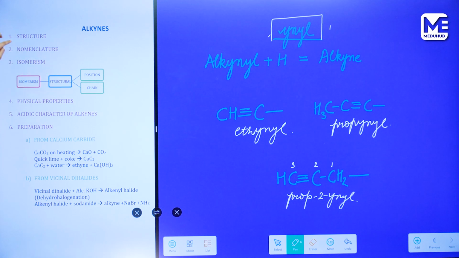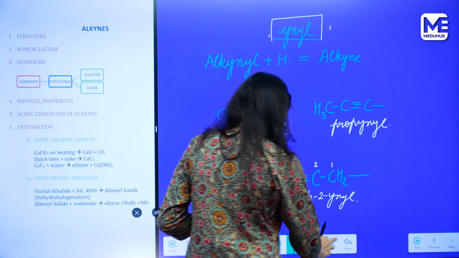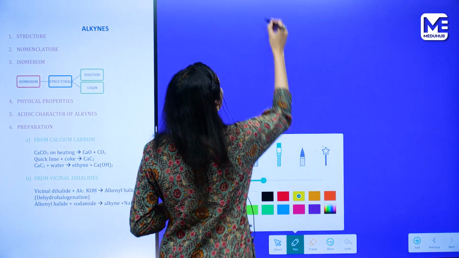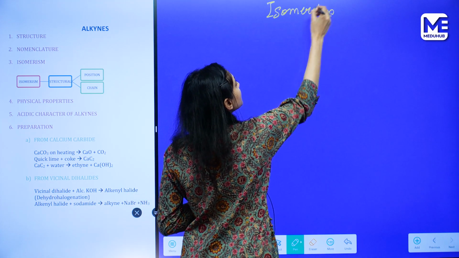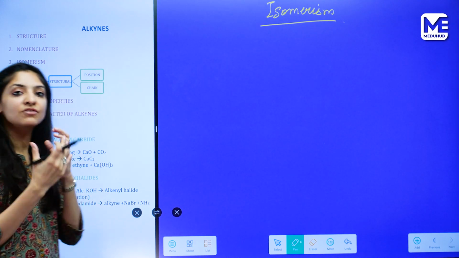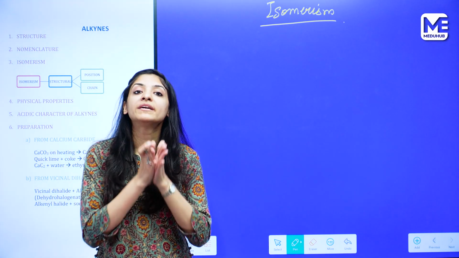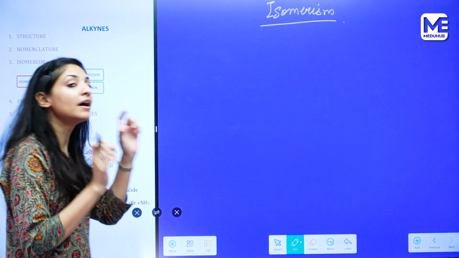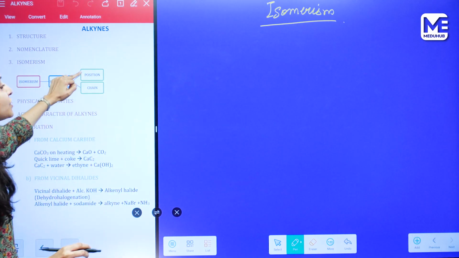We have spoken about structure and nomenclature. Let us see what isomerism is exhibited by alkynes. Isomerism. Alkynes show structural isomerism. In structural isomerism, the molecular formula of the compounds is the same. What differs is how the carbon atoms are arranged in the molecule. The arrangement of the atoms differs. So there are two types of structural isomerisms. One is position, one is chain.